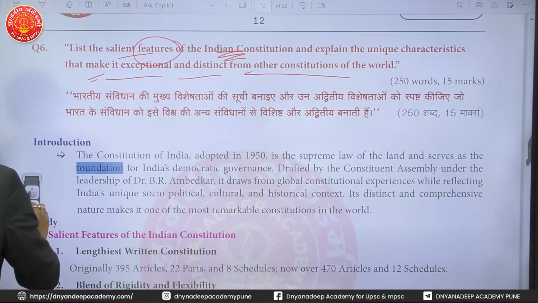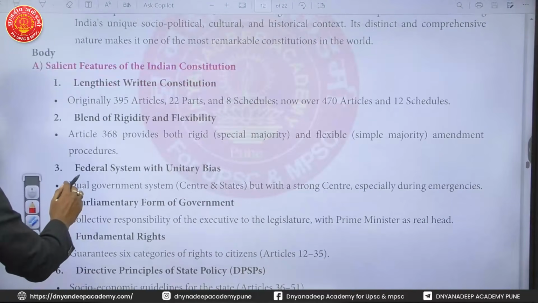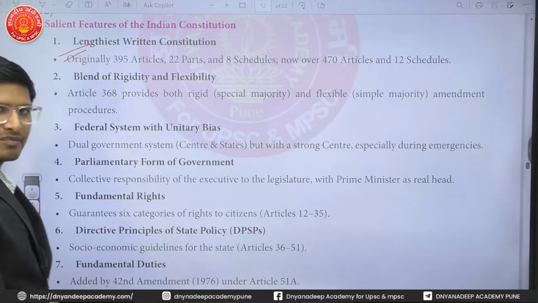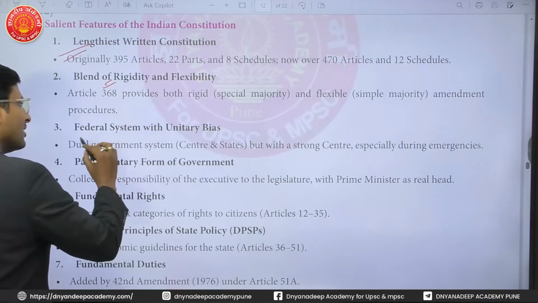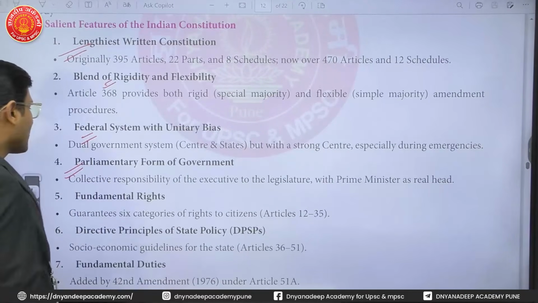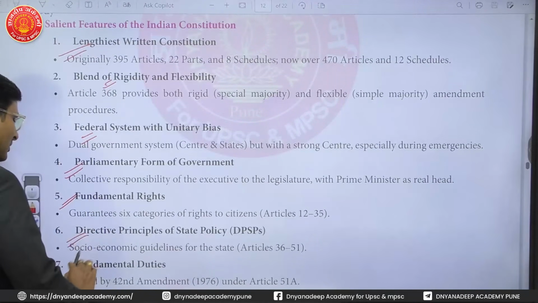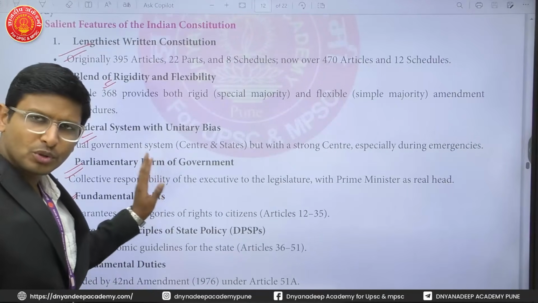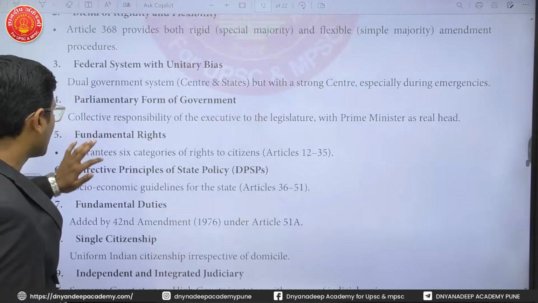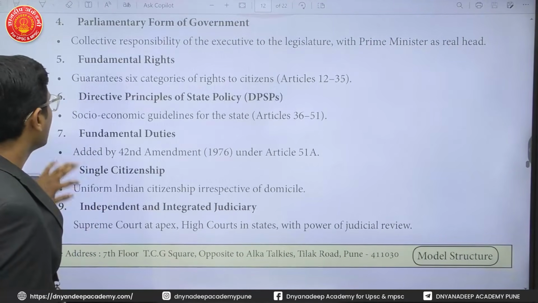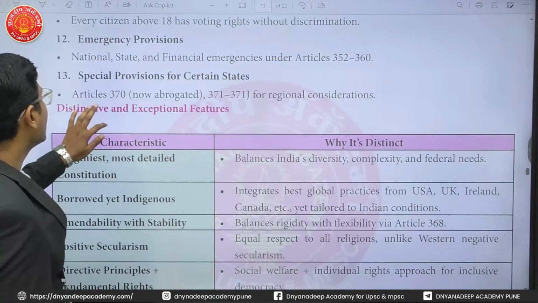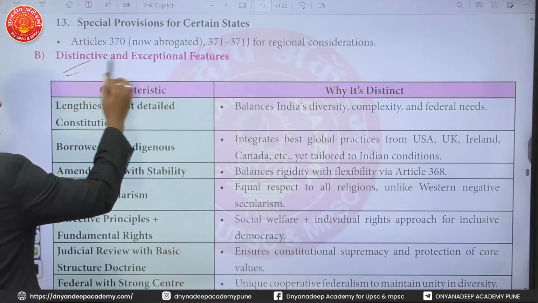So here, first it is asking the salient features of the Indian constitution. In some previous questions we have discussed it, like having the lengthiest constitution in the world. There is a blend of rigidity and flexibility, federal system with unitary bias. Just in a previous question we discussed it. Parliamentary form of government, fundamental rights, directive principles, fundamental duties, all these, of course you know these things. You have studied all these things, so you know these are all the features of the Indian constitution. It is very easy to write the features of the Indian constitution. But here it is important to write about what makes it distinctive and exceptional.